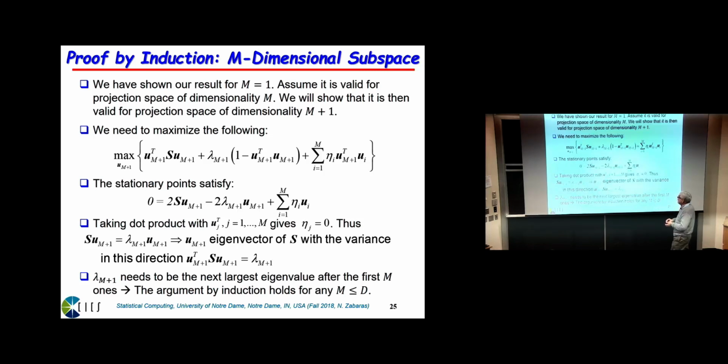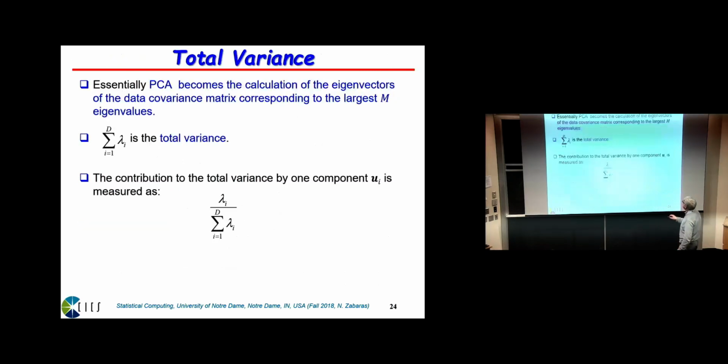Okay? So you can actually complete this recursively. The contribution to the total variance by each of these components ui is lambda i divided by the summation of the lambda i's. This summation of all the lambda i's is the total variance.